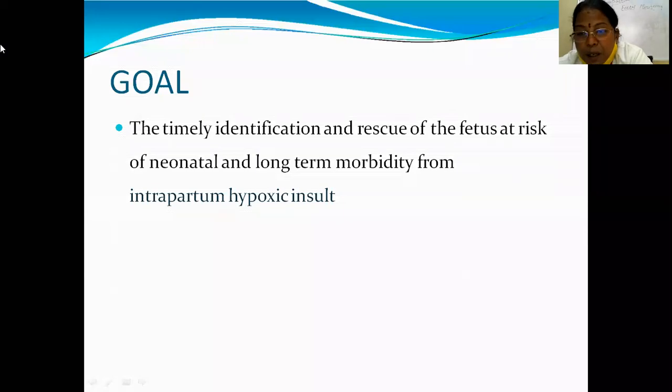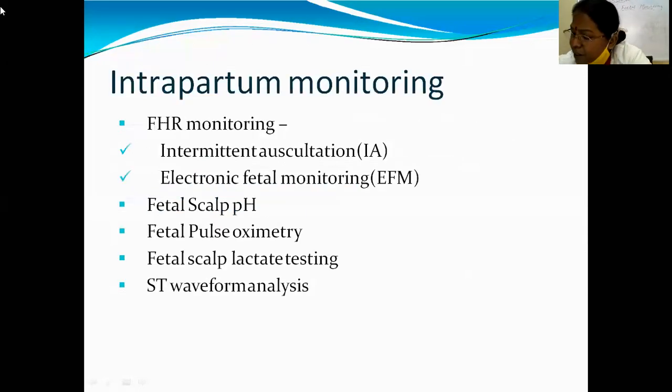When we diagnose it early, we can take preventive measures and start treatment. A timely response to abnormal fetal heart rate changes is very effective in preventing birth injuries or brain injuries. Uterine contractions during labor normally decrease, as I told you, the uteroplacental blood flow, which in turn results in a decrease in oxygen delivery to the fetus.